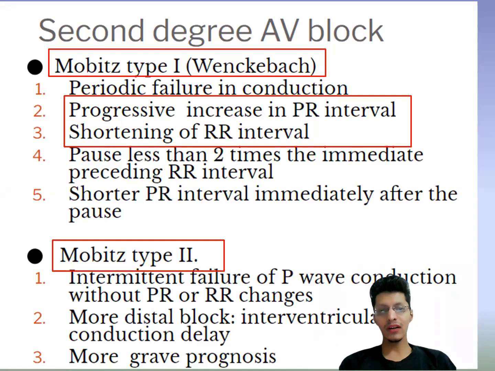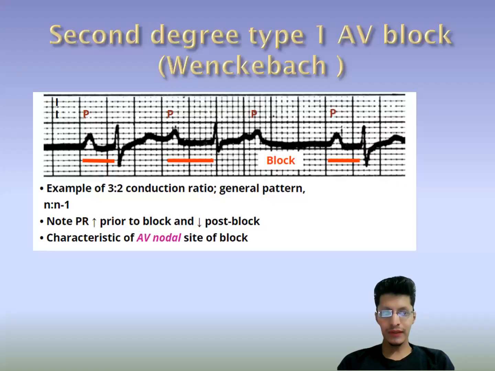There's a periodic failure of conduction. What will happen? There will be a progressive PR interval lengthening, and then there will be a missing beat. I will show the picture. You see, there's a progressive PR interval lengthening, and then there's a block. If such is the picture, that means the site of block is the AV node.